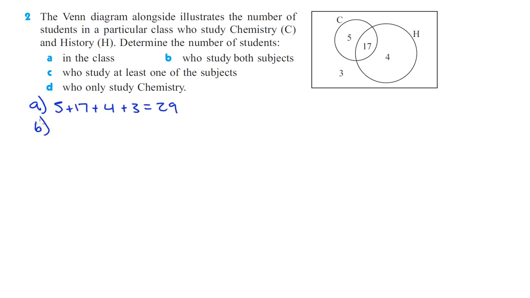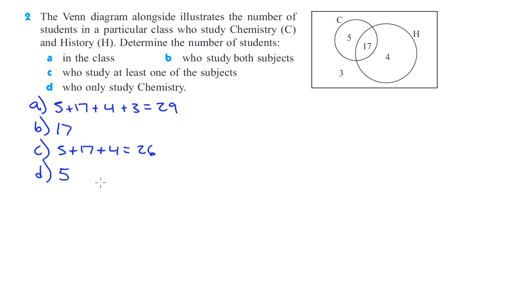B. Determine the number of students who study both subjects. So that's going to be just that middle section there, because this group studies chemistry and history. Part C. How many people study at least one of the subjects? So at least one would be 1 or more. So that's going to be our 5 plus our 17 plus our 4. So that's going to be 26 total that study at least one of the subjects. Or you could do 29 minus the 3 that don't study any. And then D, the people who study only chemistry would be just these 5 right here.